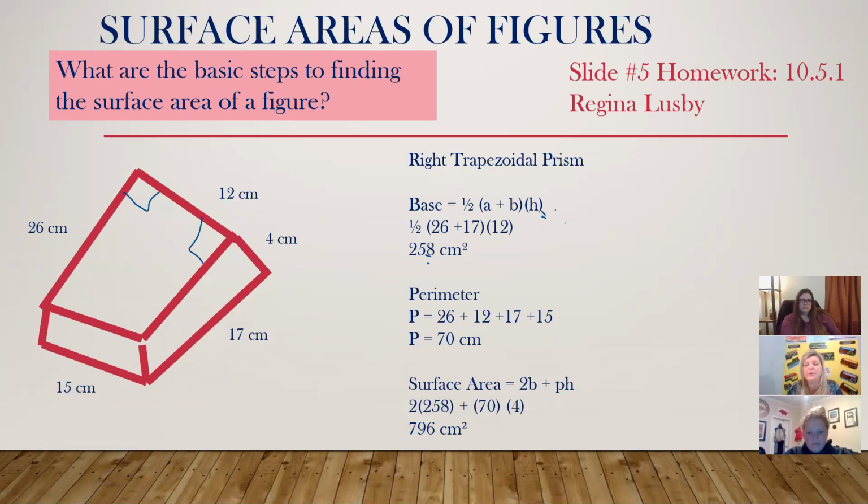And then the perimeter, the same thing. We're just going to add all the sides together. On that one, it's 26, 12, 17, and 15. Once we get those figures, we go down to our surface area formula and plug those 2 figures in there. So we have 2 times the base plus the perimeter times the height. We'll plug those in, and that gives us the amount for our surface area.